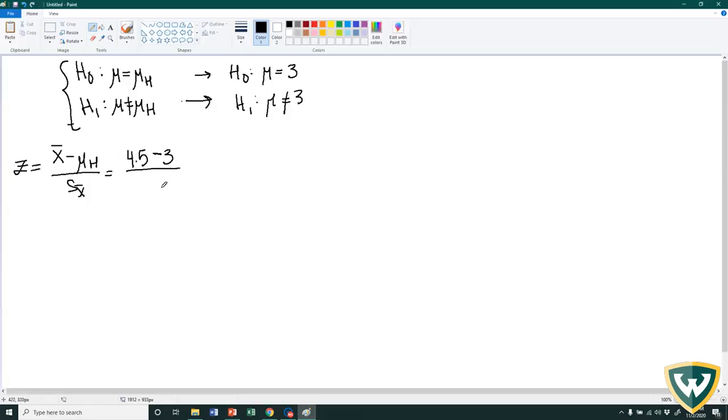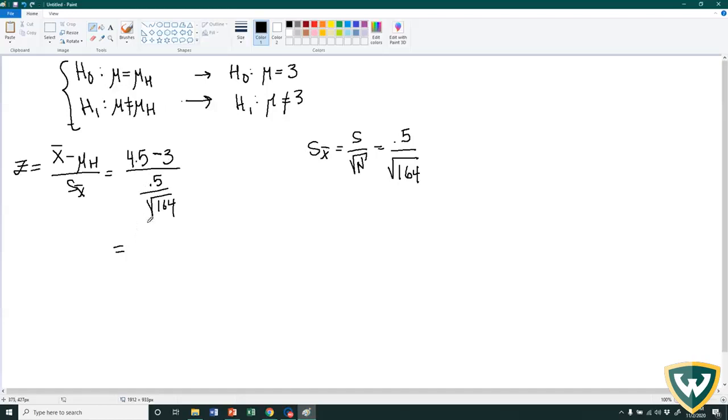Then the equation for Sx bar is S divided by root n. S in this case is 0.5. It's the standard deviation of the sample. It's right here, standard deviation of 0.5. And then n is square root 164. So we put that right there, 0.5 divided by root 164.